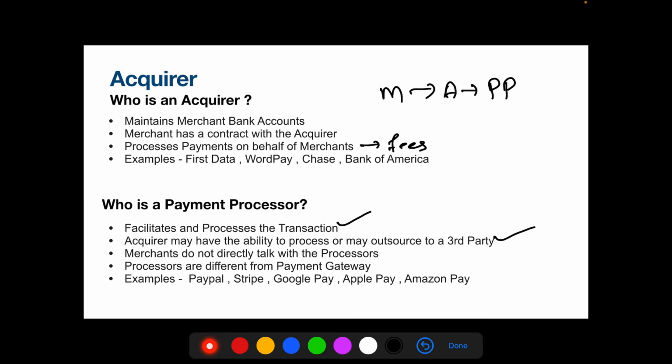Processors are different from payment gateway, another entity. We will talk about this in the other forthcoming videos, of how the payment processor is different from a payment gateway. But for now, just make a note of this. There is an entity called payment gateway. Then you have some examples here for a payment processor.